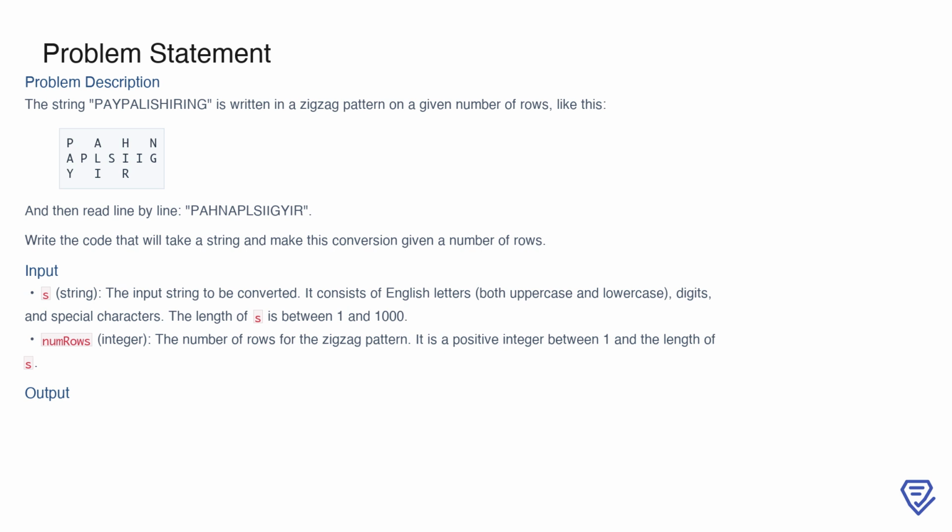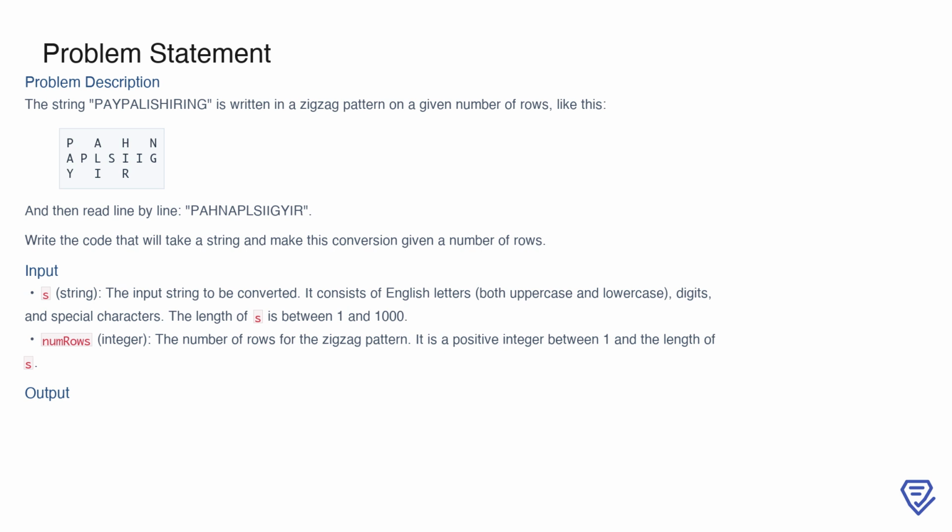The problem is about converting a string into a zigzag pattern based on a given number of rows and then reading the characters row by row to form the final output. For example, the string PAYPALISHIRING can be arranged in 3 rows as shown in the diagram. Notice how the letters zigzag down and then back up repeatedly, forming a pattern. After arranging the string in this way, you read each row from top to bottom, resulting in the output PAHNAPLSIIGYIR. Your task is to write a function that performs this conversion.